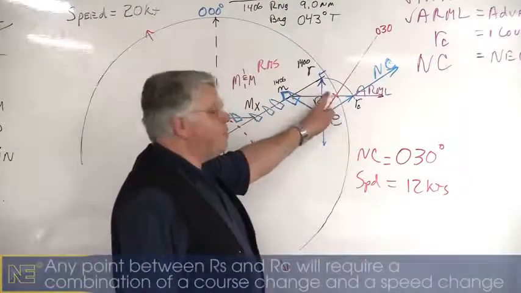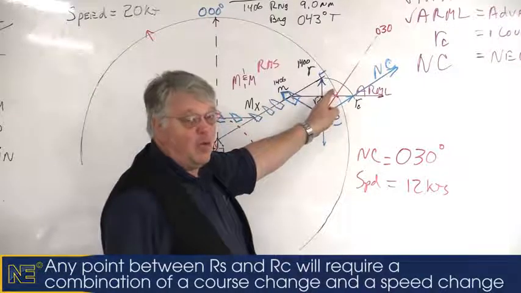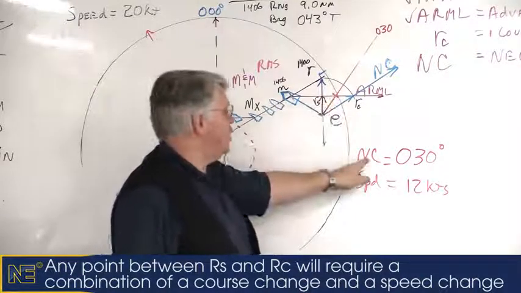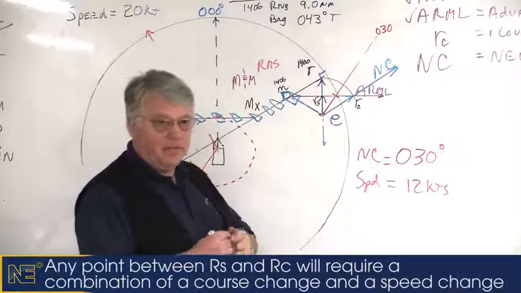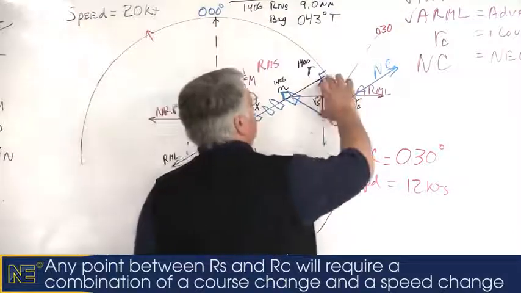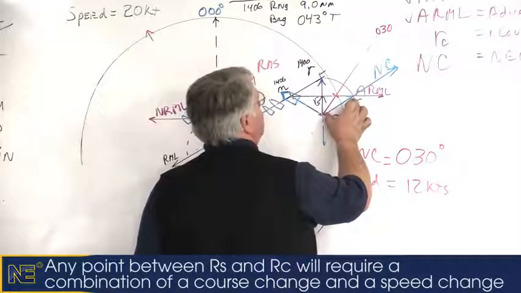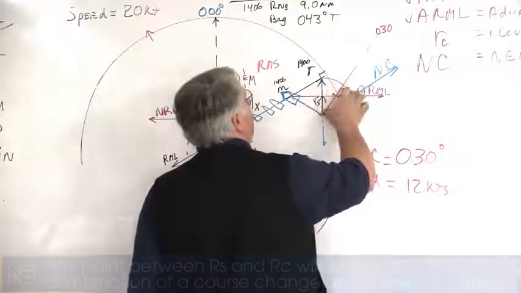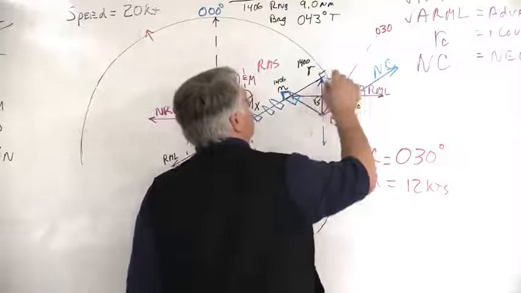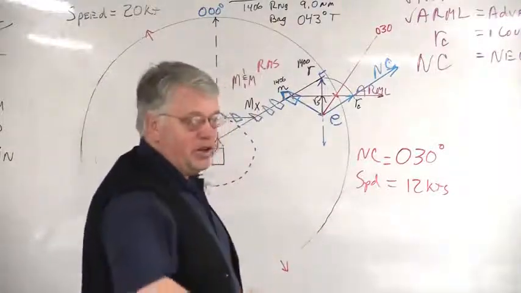So anywhere in between these two extremes, you have to do both actions. You must change course and change the speed. Okay, you see that? It's pretty neat what the triangle gives you. This is course change, no speed change. This is speed but no course. Anywhere in between these two, you have to perform both. You have to slow down and change course.